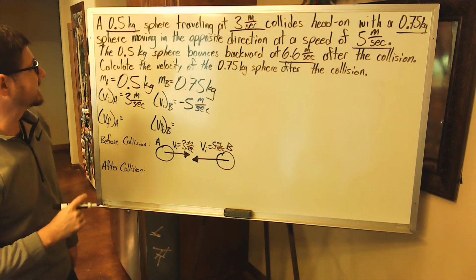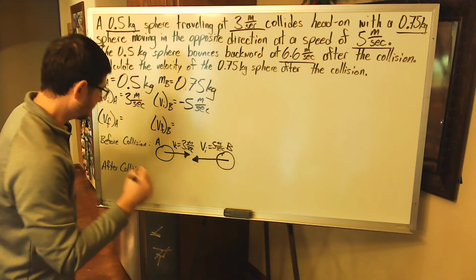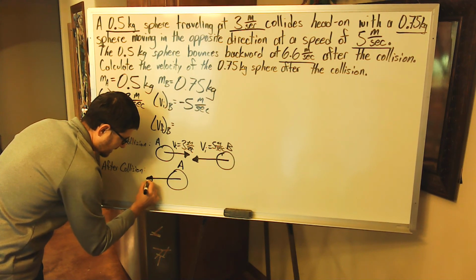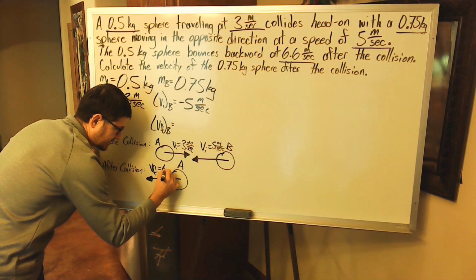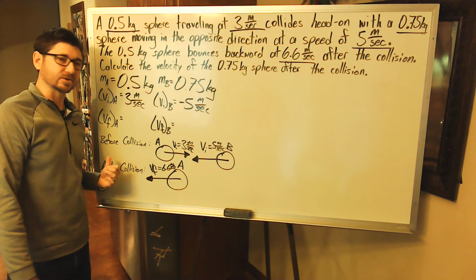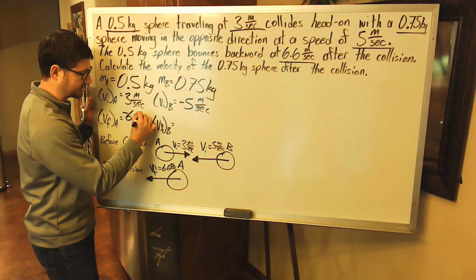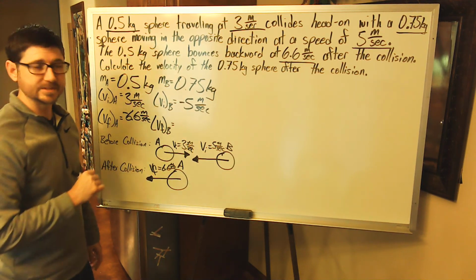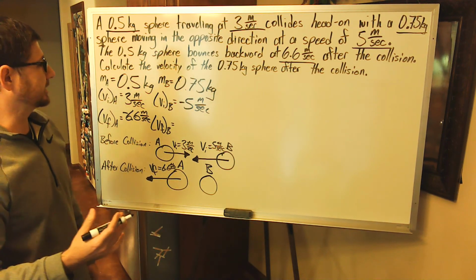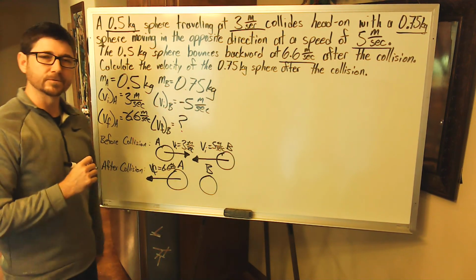Now, after the collision, it tells us that sphere A bounces backward at 6.6 meters per second. So, drawing object A, now it's going to bounce back. Final velocity, 6.6 meters per second, okay? Since it's moving in a negative x direction, let's go ahead and associate a negative sign with that. So negative 6.6 meters per second. And sphere B, well, at this point, we don't know what it does. So this is our unknown, the final velocity for sphere B.